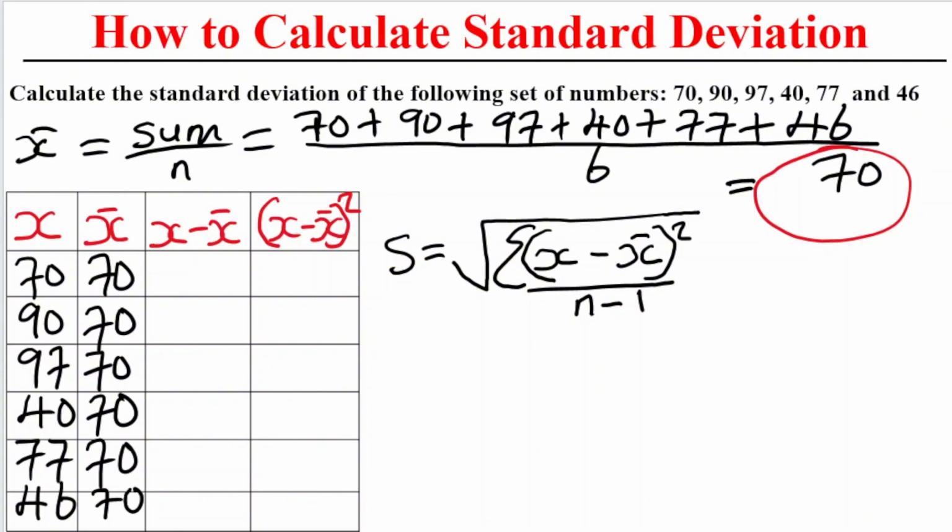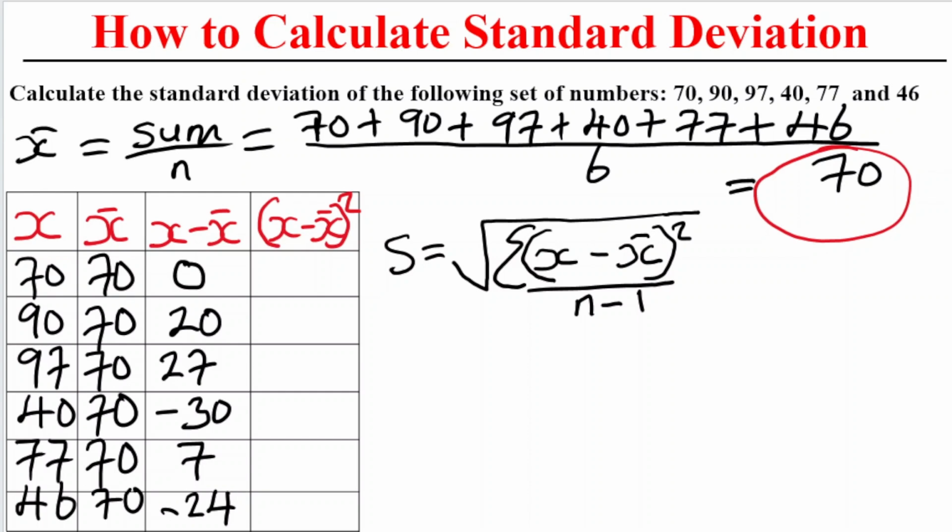The next step says subtract the mean from each score. 70 minus 70 is 0. 90 minus 70 is 20. 97 minus 70 is 27. 40 minus 70 is minus 30. 77 minus 70 is 7. 46 minus 70 is minus 24.